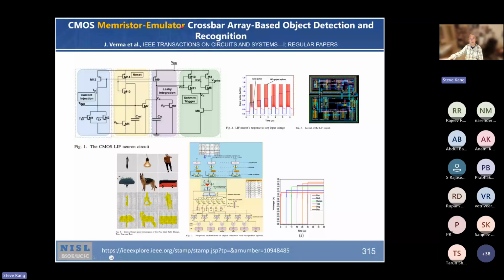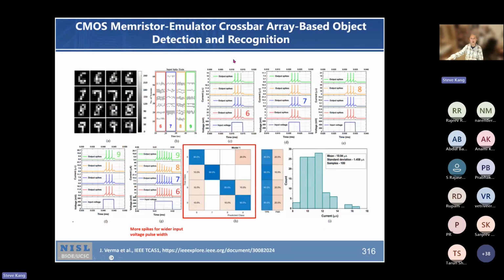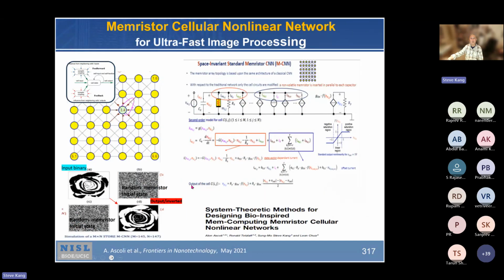CMOS memristive emulator crossbar based object detection and recognition, published in IEEE Transactions on Circuits and Systems I as a regular paper. So those at IIT Dhanbad, it's right next door to you or in the same group. Detection. So this is a sort of temperature measurement. See whether you can do so. 90%, 80%, and the case is true. So that's exciting also. And then the other one is a CNN, cellular nonlinear network.